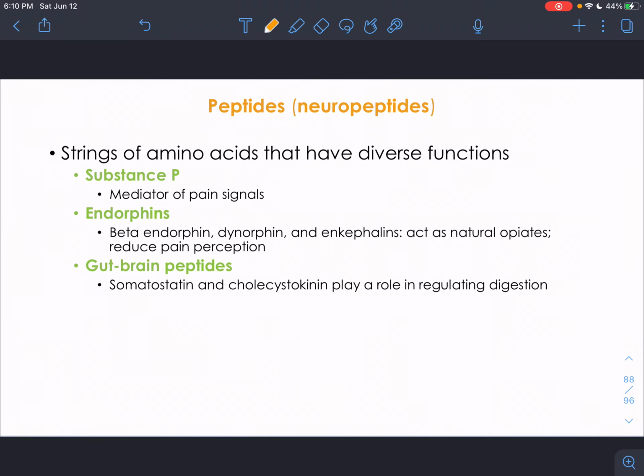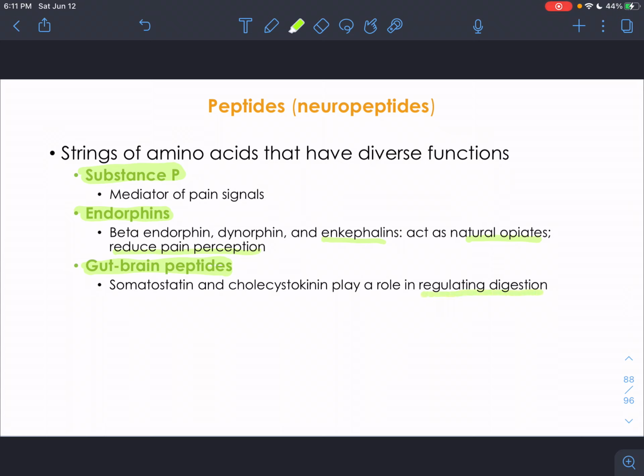Peptides or neuropeptides are just strings of amino acids that have diverse functions. Some examples of peptide neurotransmitters: substance P, which is a mediator of pain signals. Endorphins act as natural opiates, so they reduce pain perception. So things like beta endorphin, dynorphin, and enkephalins, which you don't need to know. And then gut-brain peptides are the last type of peptides. So somatostatin and cholecystokinin play a role in regulating digestion.